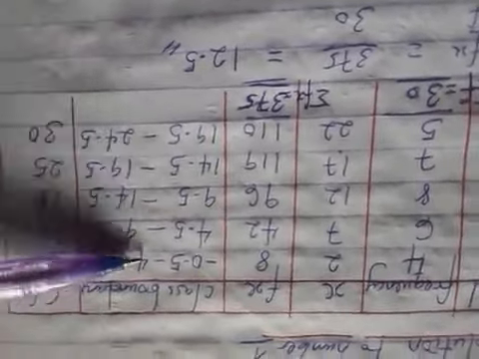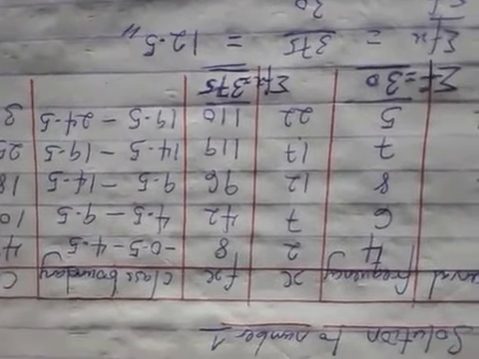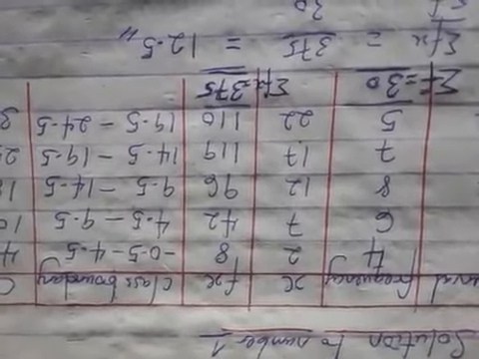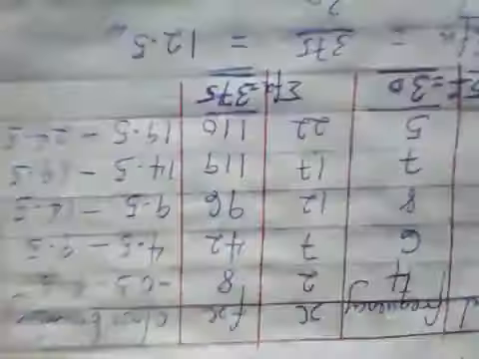Then I go to my class boundary. I taught you earlier that to calculate class boundary, you subtract 0.5 from the lower class limit, and then you add that 0.5 to the upper class limit.